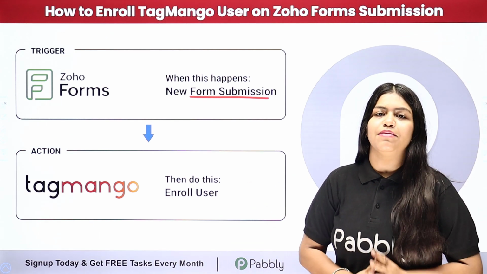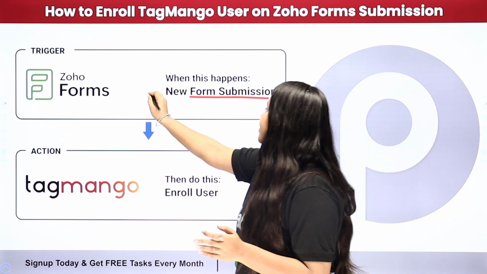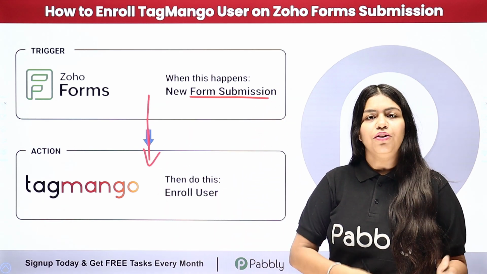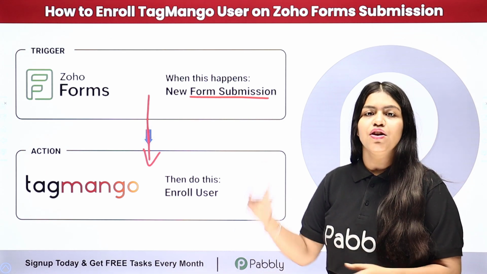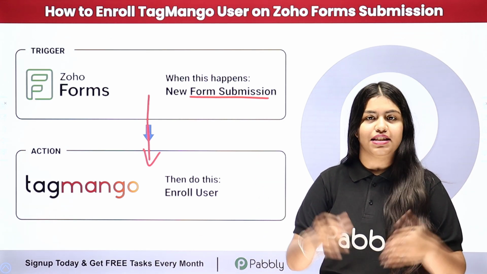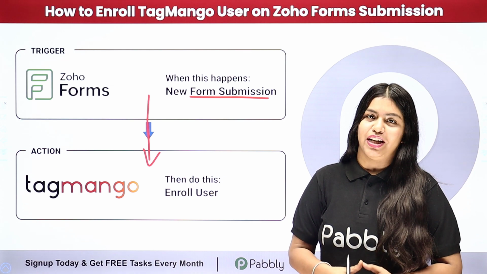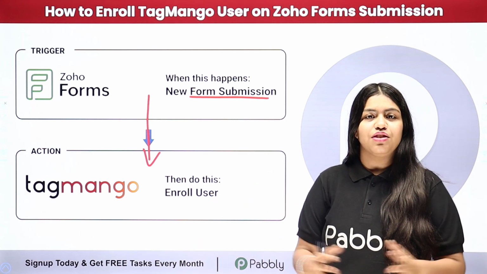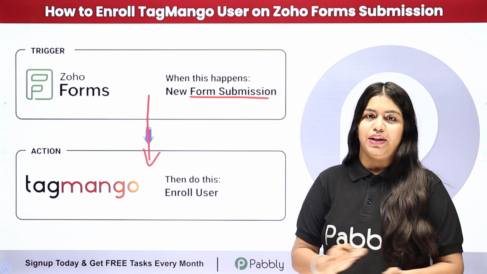So to do this, we are simply going to create a connection between Zoho Forms and TagMango. To create this connection, without knowing any programming or coding language, we are going to use Pabbly Connect. It is an amazing automation software. So do you also want to create this automation for your business? Then for that, you have to come with me towards my screen.